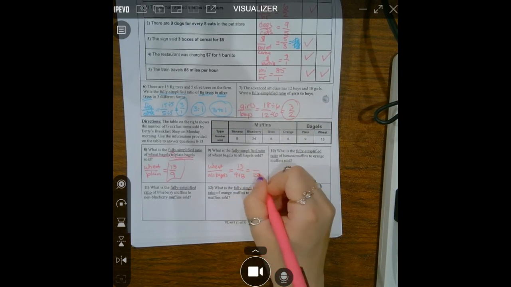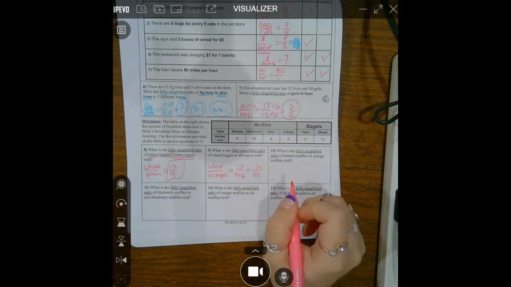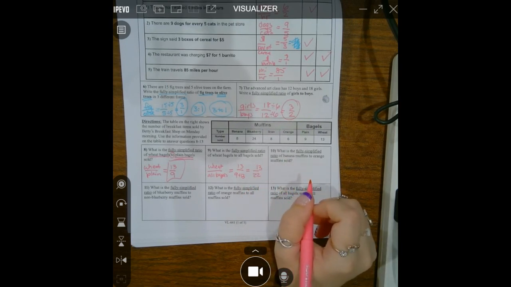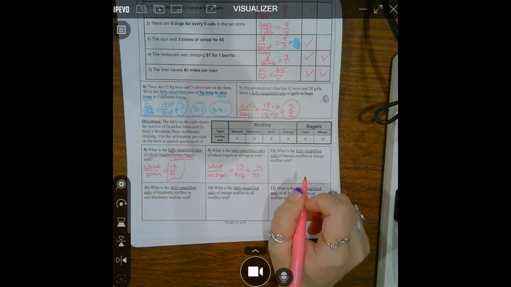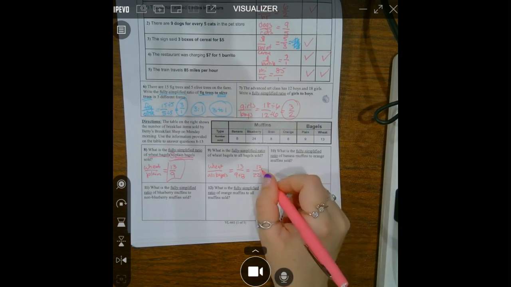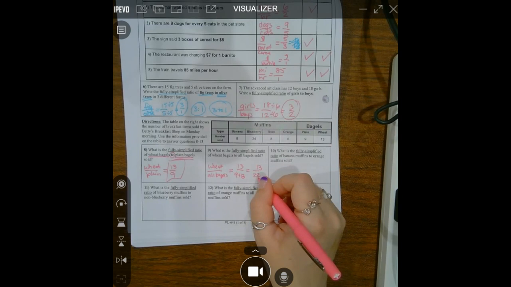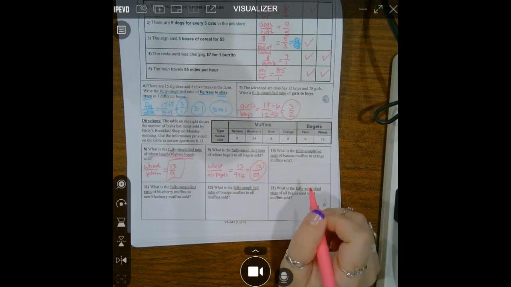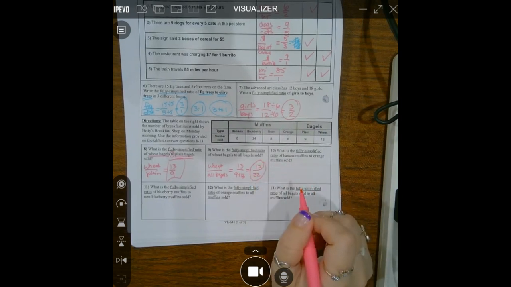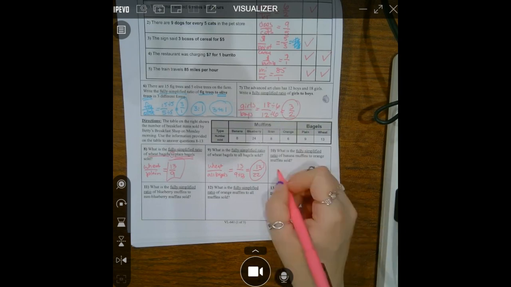Yeah, 22. And then before you move on to the next problem, you want to double check to see if it can reduce. Well, 13's prime, so the only way to reduce it is if 13 could go evenly into this, and it can't, so we're done. What is the fully simplified ratio of banana muffins to orange muffins?